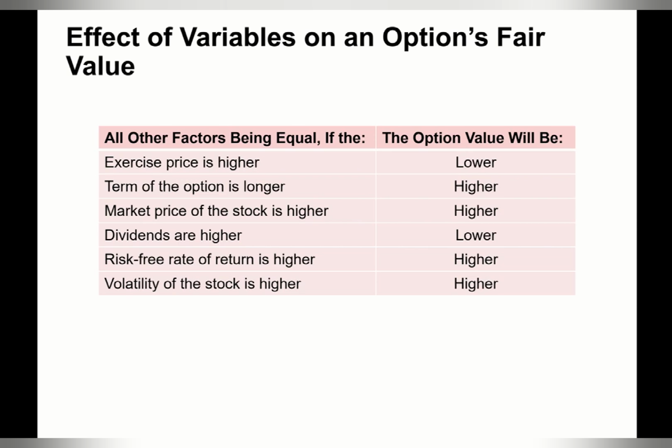The effect of variables on an option's fair value. This is very finance, alright? So all other factors being equal, if the exercise price is higher, then the option value will be lower. If the term of the option is longer, the option value will be higher. If the market price of the stock is higher, the option value will be higher. If dividends are higher, the option value will be lower. If the risk-free rate of return is higher, the option value will be higher. If the volatility of the stock is higher, the option value will be higher.